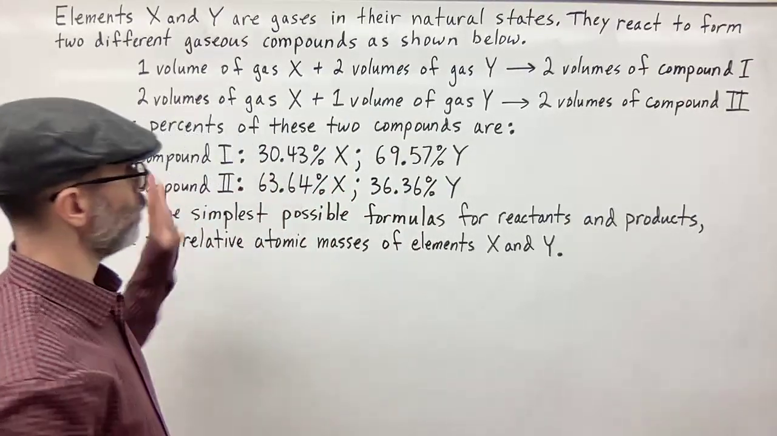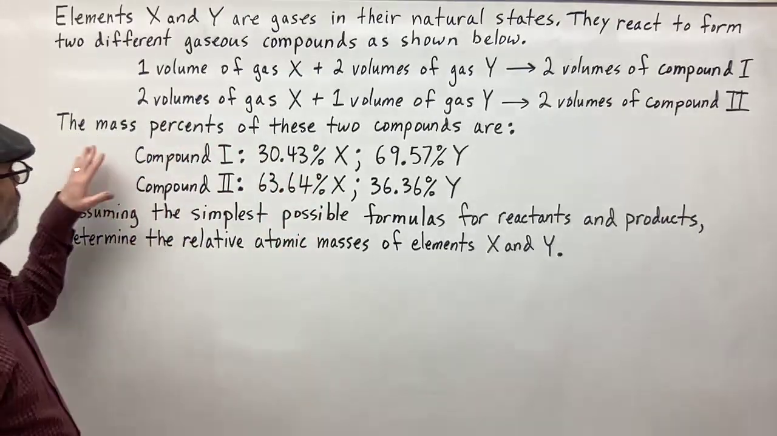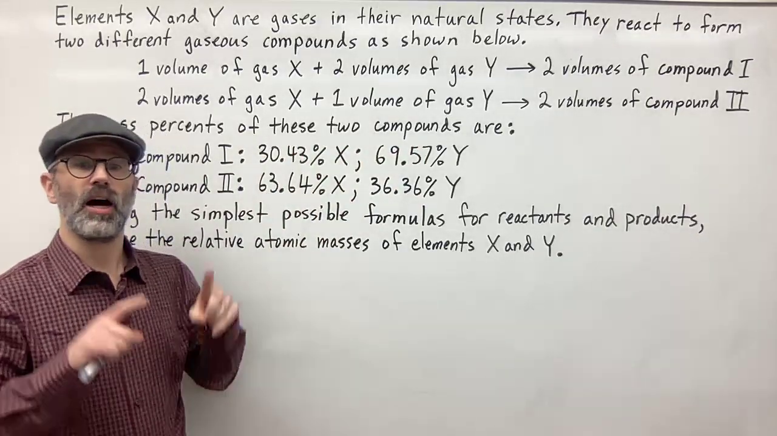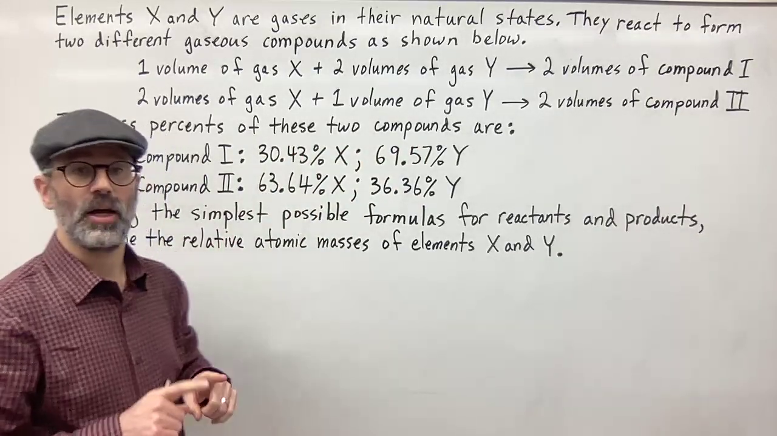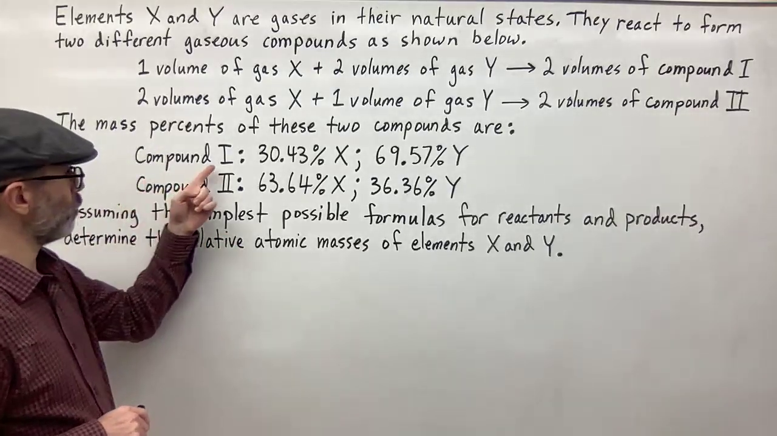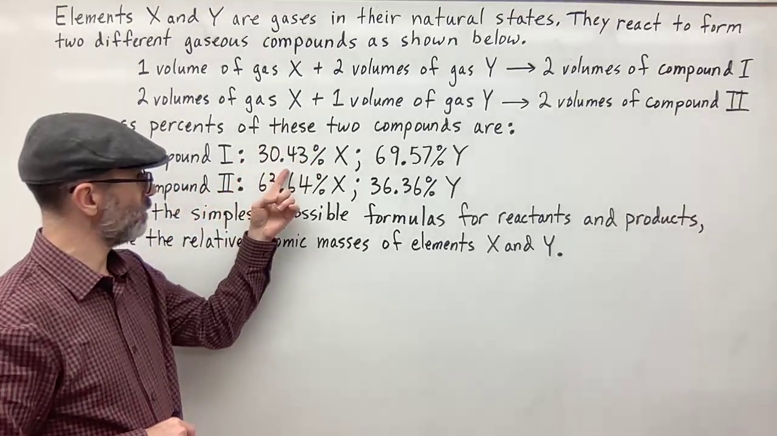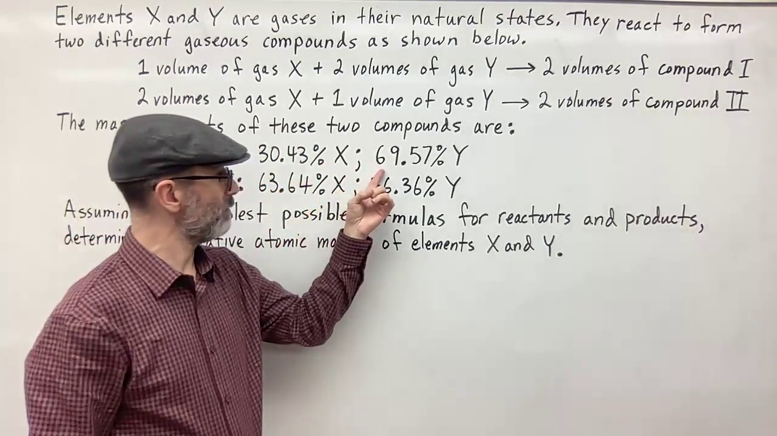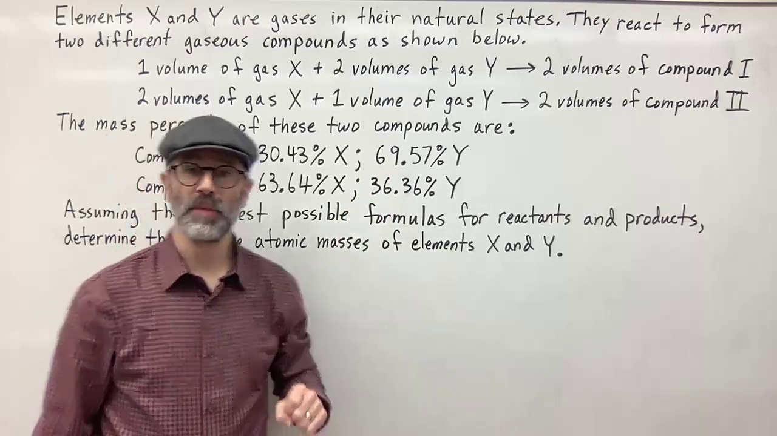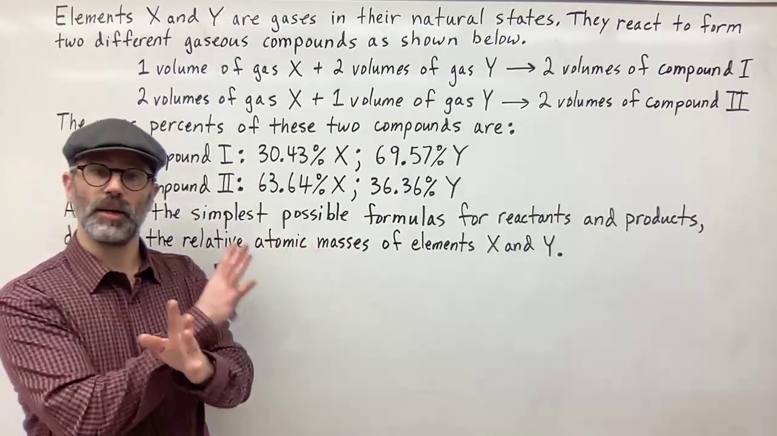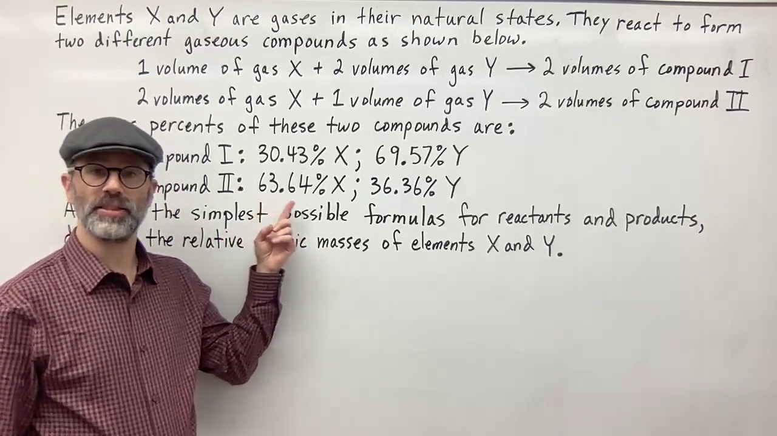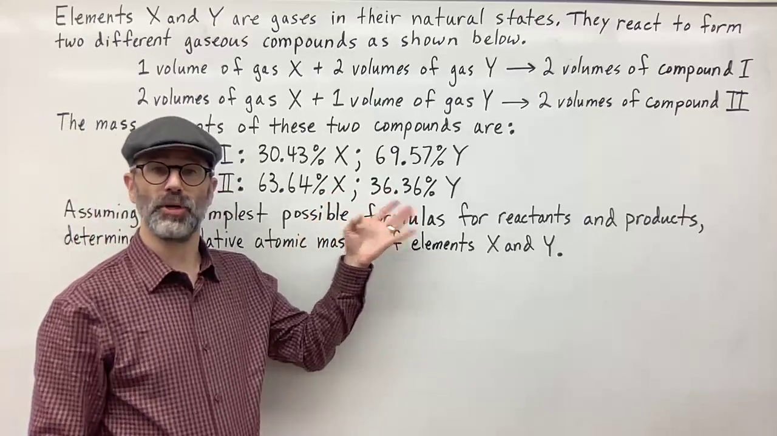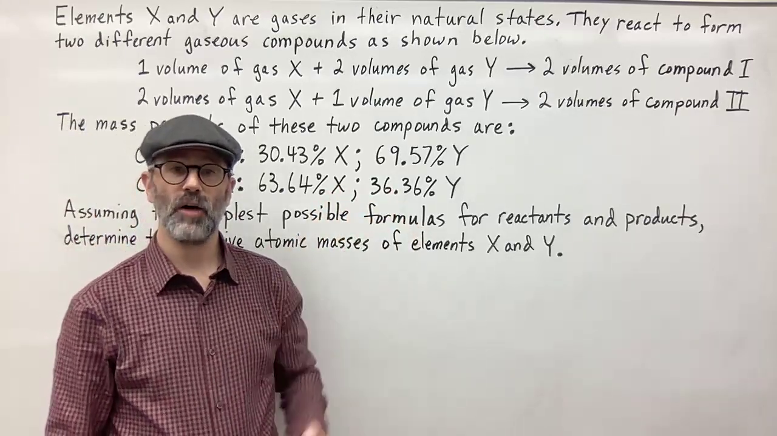Okay, so we're given that, and then we are given the mass percent of these two compounds. The mass percent of the two elements in each compound is going to be different. So for compound number 1, the percent by mass is 30.43% X and 69.57% Y. But in compound number 2, it's kind of flipped. We have 63.64% X by mass versus 36.36% by mass of Y.